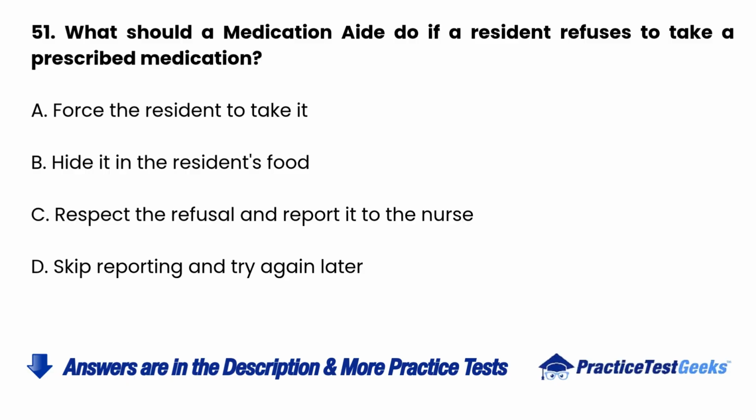51. What should a medication aide do if a resident refuses to take a prescribed medication? A. Force the resident to take it. B. Hide it in the resident's food. C. Respect the refusal and report it to the nurse. D. Skip reporting and try again later.